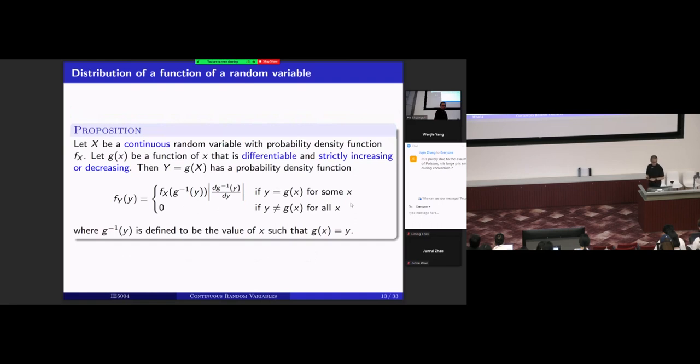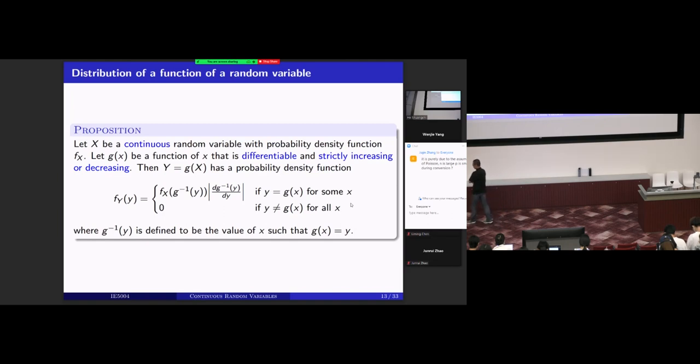And actually, from this very simple exercise, we can have more general results. For example, if we know X is a continuous random variable and we know the PDF of that, how can we derive the PDF of a function of X? So the result is in this proposition.